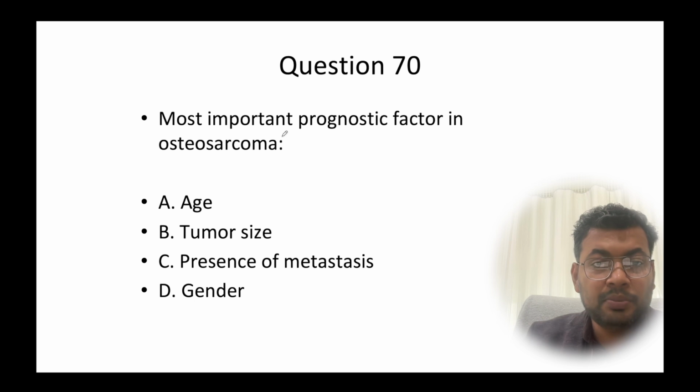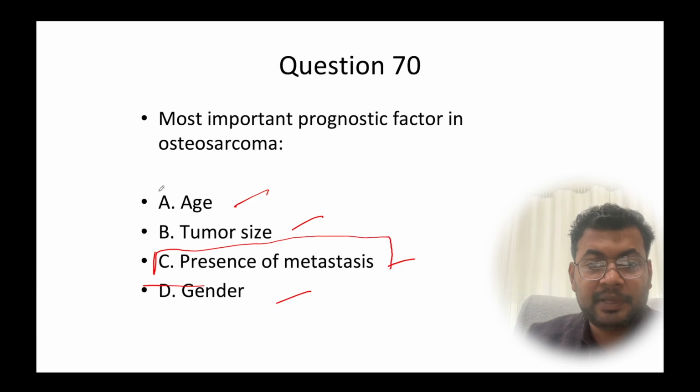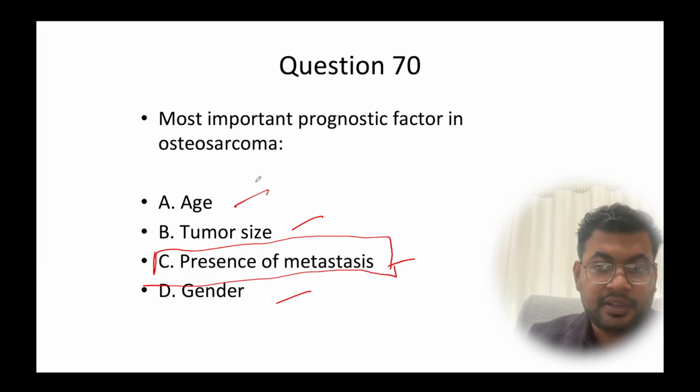Most important prognostic factor in osteosarcoma: age, tumor size, metastasis, gender. So these are all the prognostic factors, but if there is already a metastasis present, that becomes the most significant factor. So answer should be C.